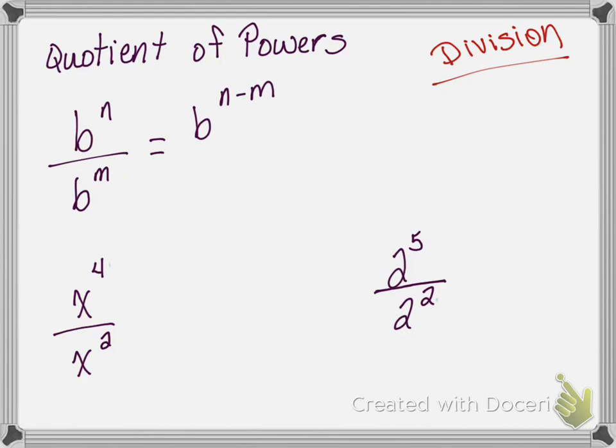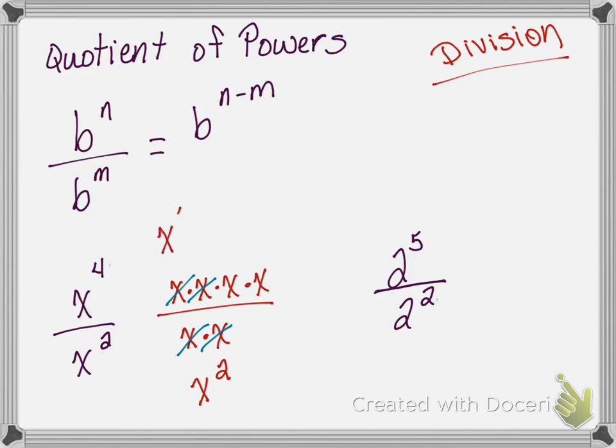I want us to think about what this means. I have x to the fourth, that means x times x times x times x over x times x. Now, if it's in the top and the bottom, what can I do? Cancel it. So I've got two in the top and two in the bottom. I can cancel, and I am left with x squared. But I can also get that by saying x to the fourth minus 2, x to the 4 minus 2. That is the easier way to do it when you are using your properties.